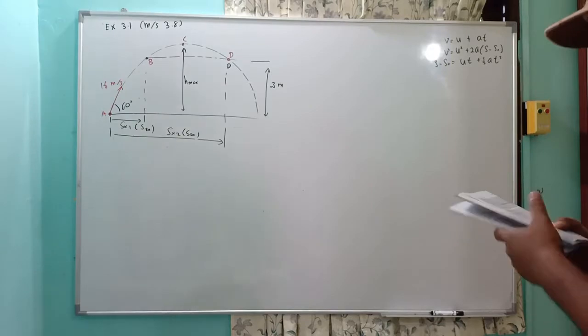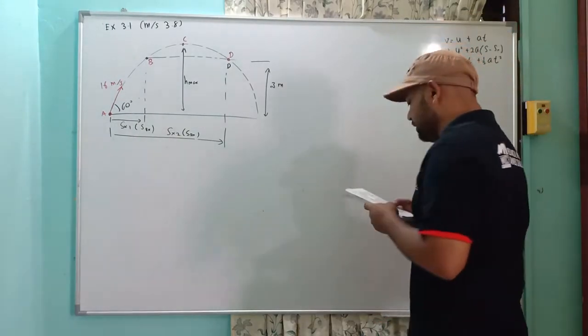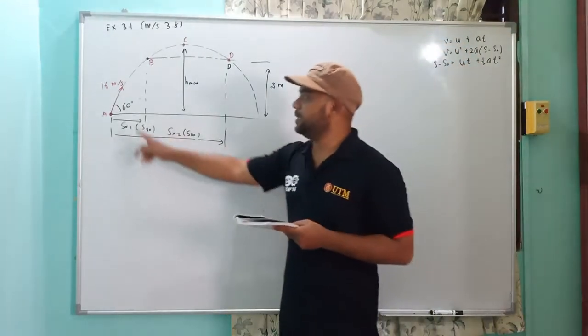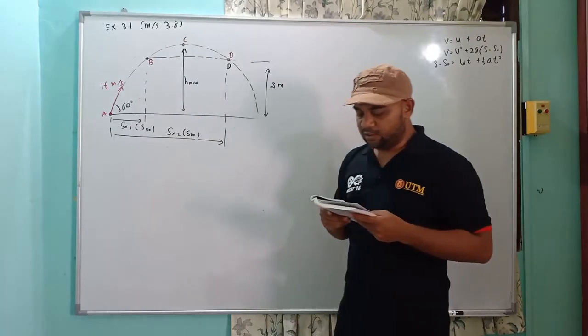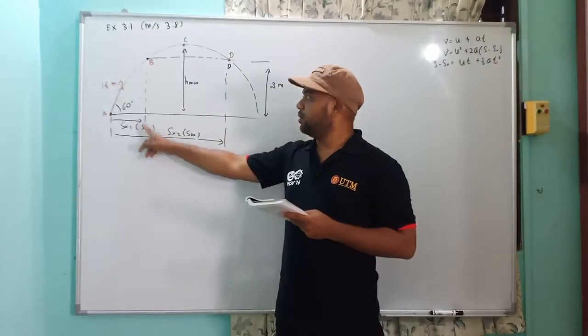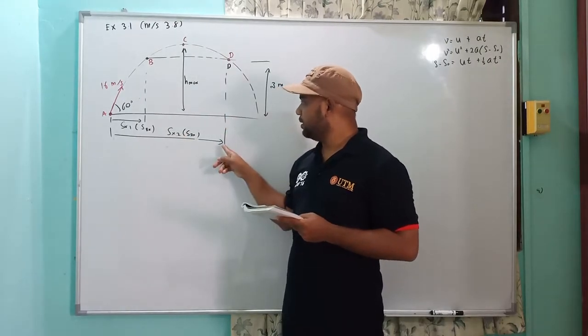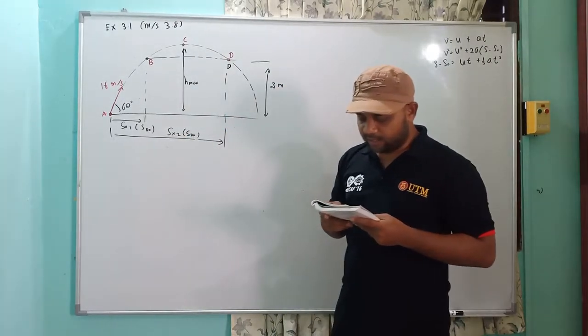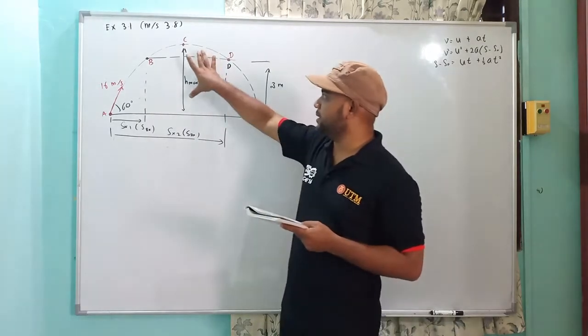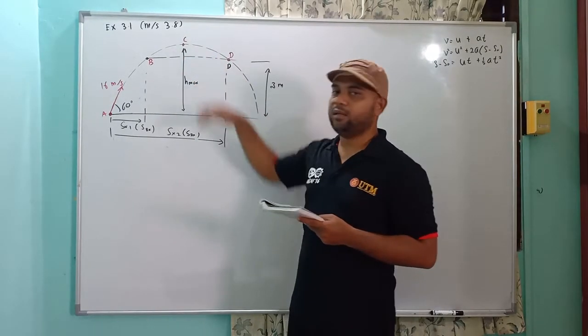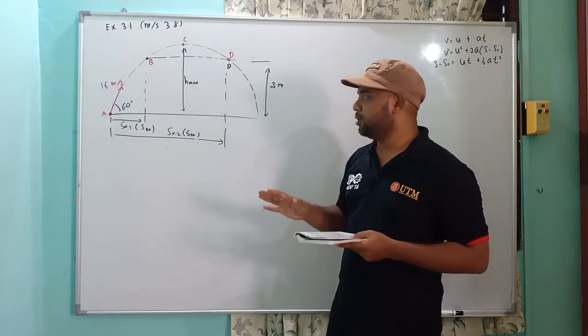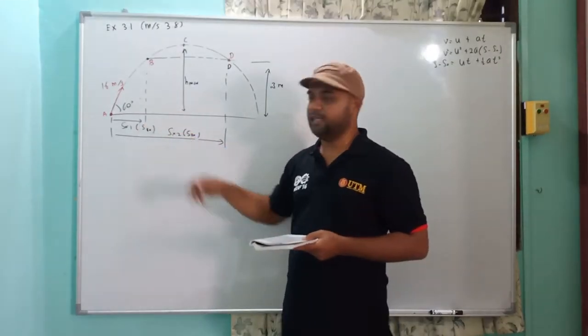So what you need to do is, a ball is thrown with initial velocity of 16 meter per second given. As shown, determine Sx1 or Sb in x direction and Sx2 Sd in x direction, and also the H max, the maximum height, which is at point C. So we have three components: H max, Sx1, Sx2.